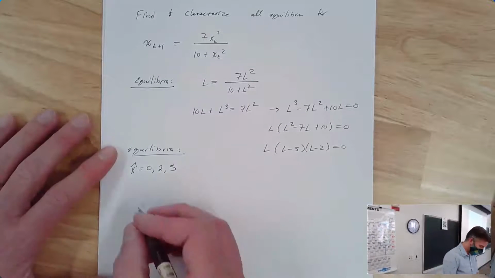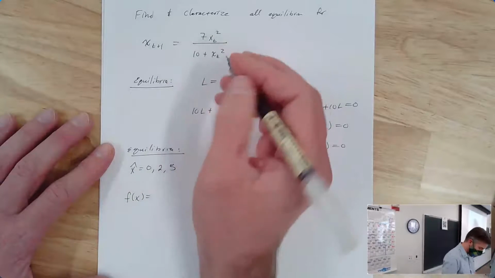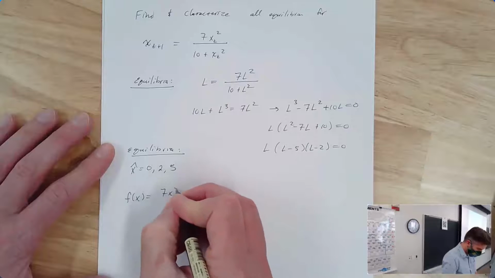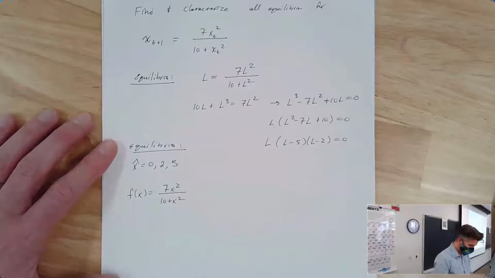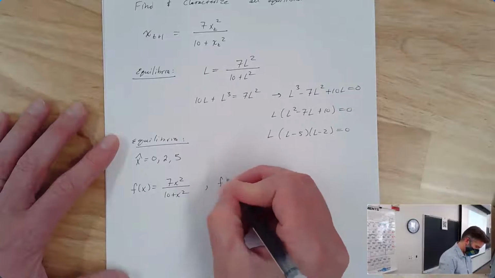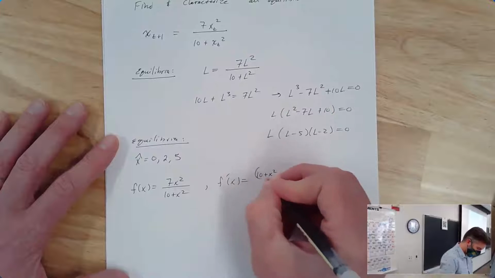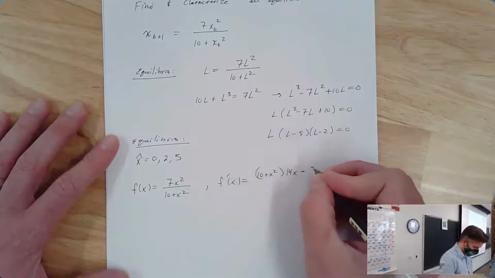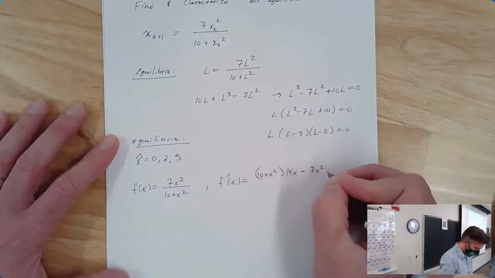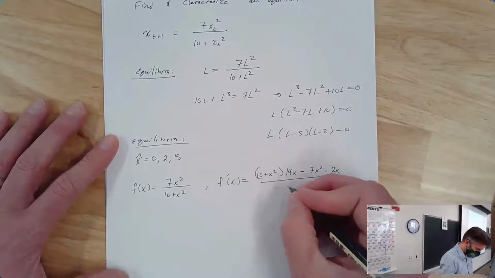Our function f of x is 7x squared over 10 plus x squared, and we're going to take the derivative. I use the quotient rule. It's the bottom times the derivative of the top, which is 14x, minus the top times the derivative of the bottom, which is 2x, all over the bottom squared.